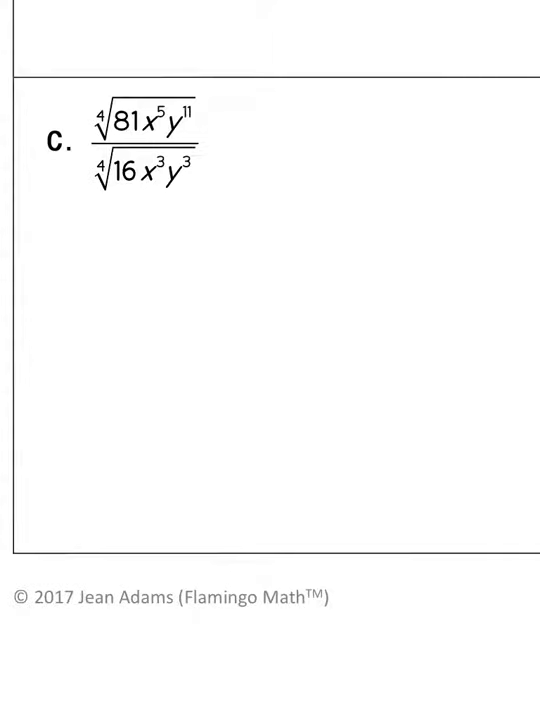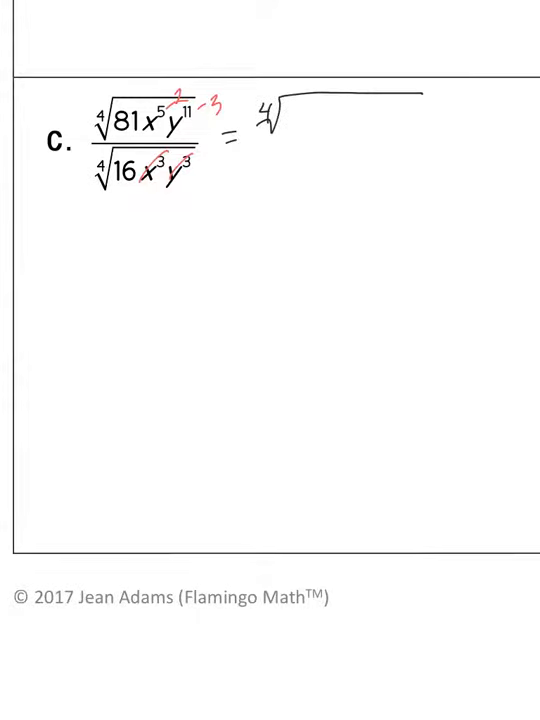So I cannot reduce 81 and 16 with each other, but I can cancel the x's and the y's, so I can perform that subtraction. So let's go ahead and do that. These x's are going to cancel with 2 there, and these y's are going to cancel with 3 there. So then that is going to leave you with the 4th root of 81.